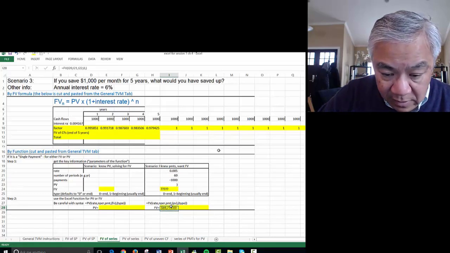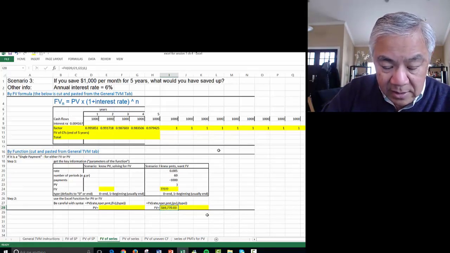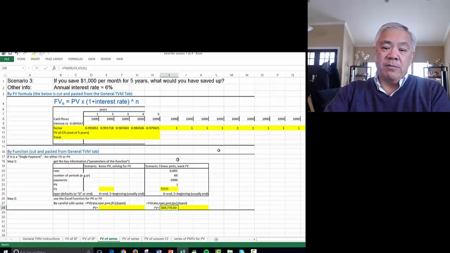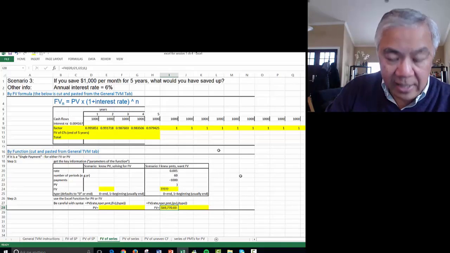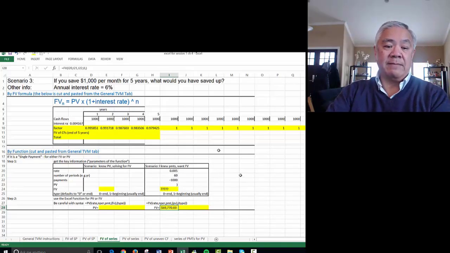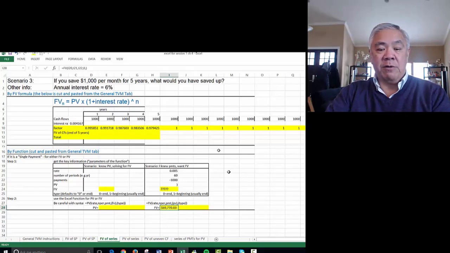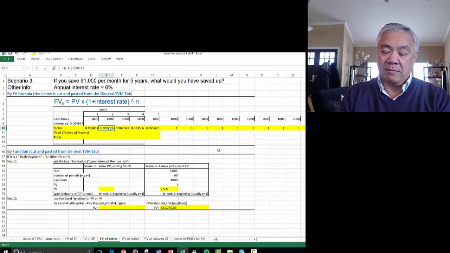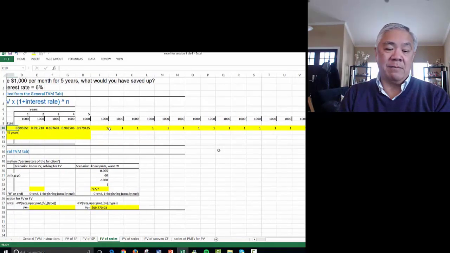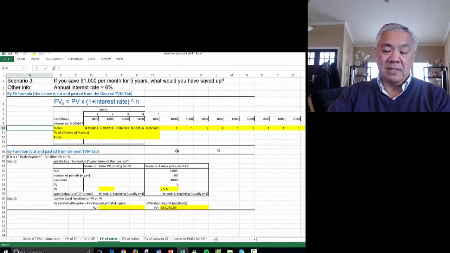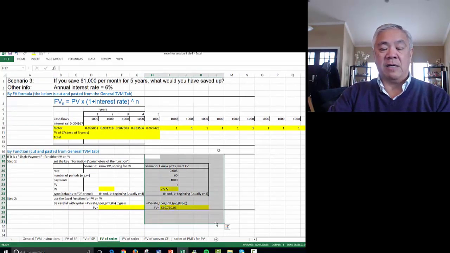And we'll end up with a number of 69,770. So if we put $1,000 a month in the bank for 5 years, over that time period, it would accumulate to 69,770. All right, so that's the answer to scenario 3, 69,000. And notice that we could have done this all the way out to payment 60 or month 60, but that's quite a bit more work than simply doing this calculation right there.